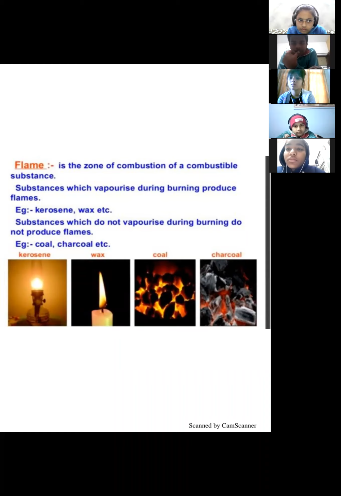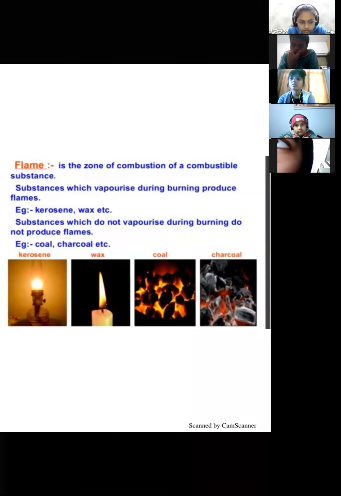For example, kerosene and wax, as they vaporize, will obviously produce flame. Substances which do not vaporize during burning do not produce flame, for example coal, charcoal, etc. Just now one of the students asked me about it. It is just glowing while in the process of burning, as it does not vaporize.